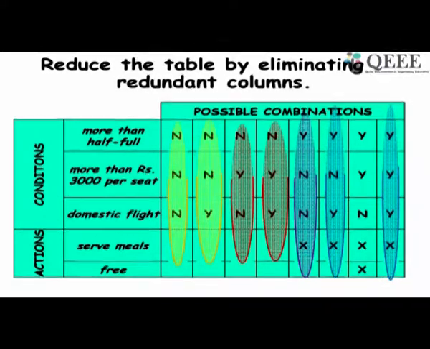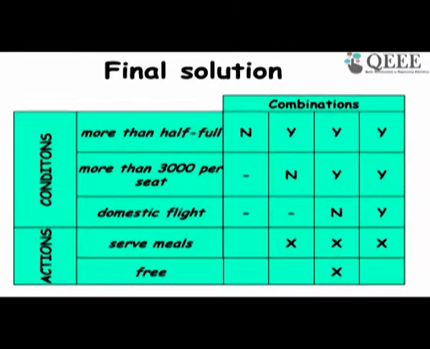So let's draw the optimized decision table. As long as the flight is not more than half full, we don't have to serve meals, so no here, free meal is no. And as long as this is yes and this is no, only meals will be served, it will not be free. And if this is yes and this is no, then meal will be served and it will be free. And if all are yes, then only meal will be served. So we need 4 test cases for this case. That's the optimized test case.